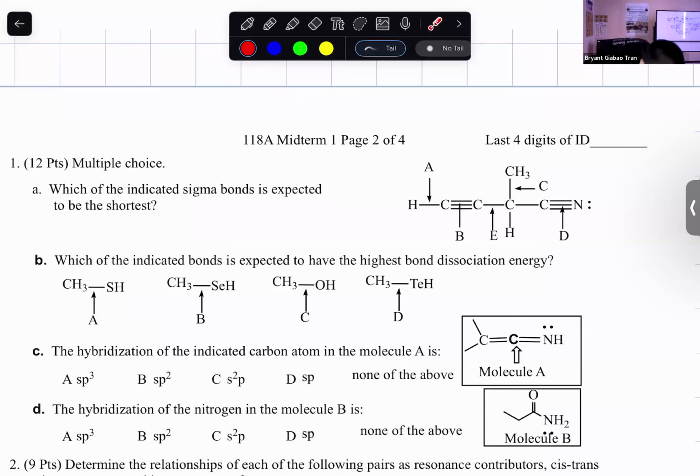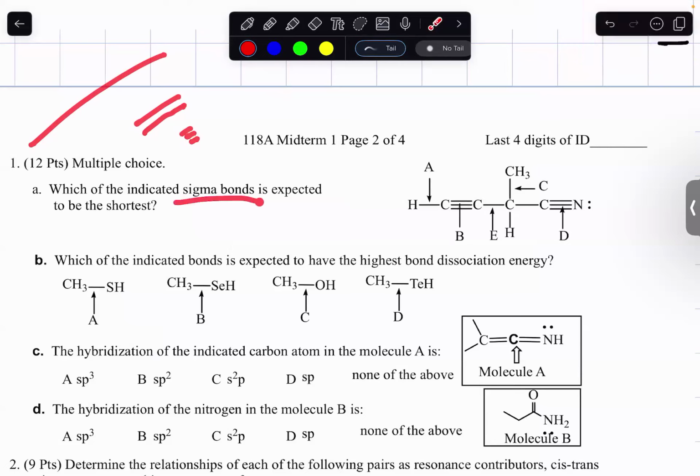I've only learned that a single bond is the longest, a double bond is in the middle, and a triple bond is the shortest. But for the sigma bonds, they should all be the same length, I think. Well, I guess they're indicating A, B, E, C, and D, but they look the same.